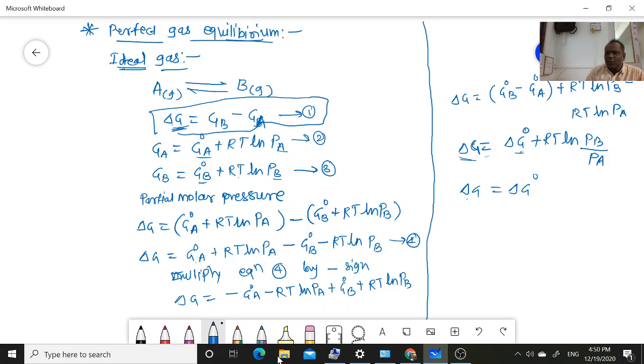Therefore delta G is equal to delta G0 plus RT ln Q, where Q is equal to Pb divided by Pa. Remember that. This is called the reaction quotient.